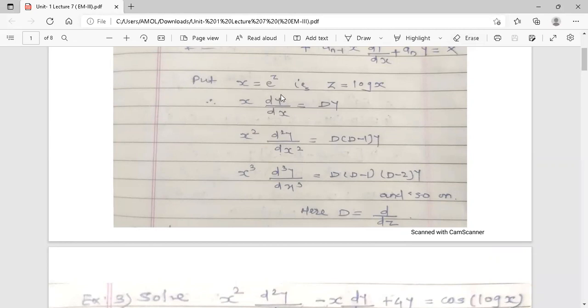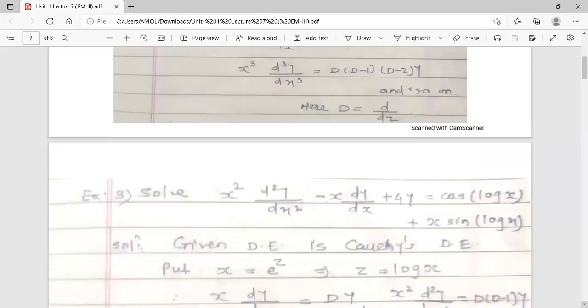So because of this substitution, x into dy by dx is equal to D into y. x square into d2y by dx square is equal to D into (D minus 1) into y. If the third term is x cube into d cube y by dx cube, then its substitution is D into (D minus 1) into (D minus 2) into y. If a fourth order derivative term is there, then the substitution is D(D minus 1)(D minus 2)(D minus 3) into y, and so on, where D is equal to d by dz. So using this substitution, you can reduce Cauchy's equation to LDE.